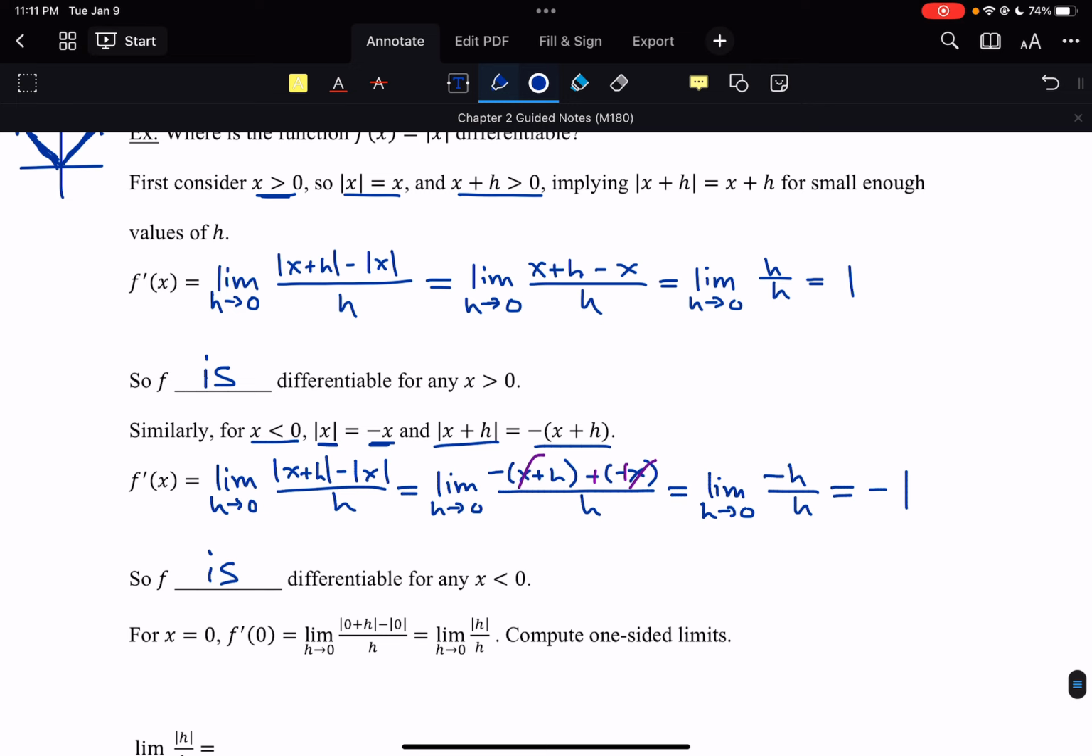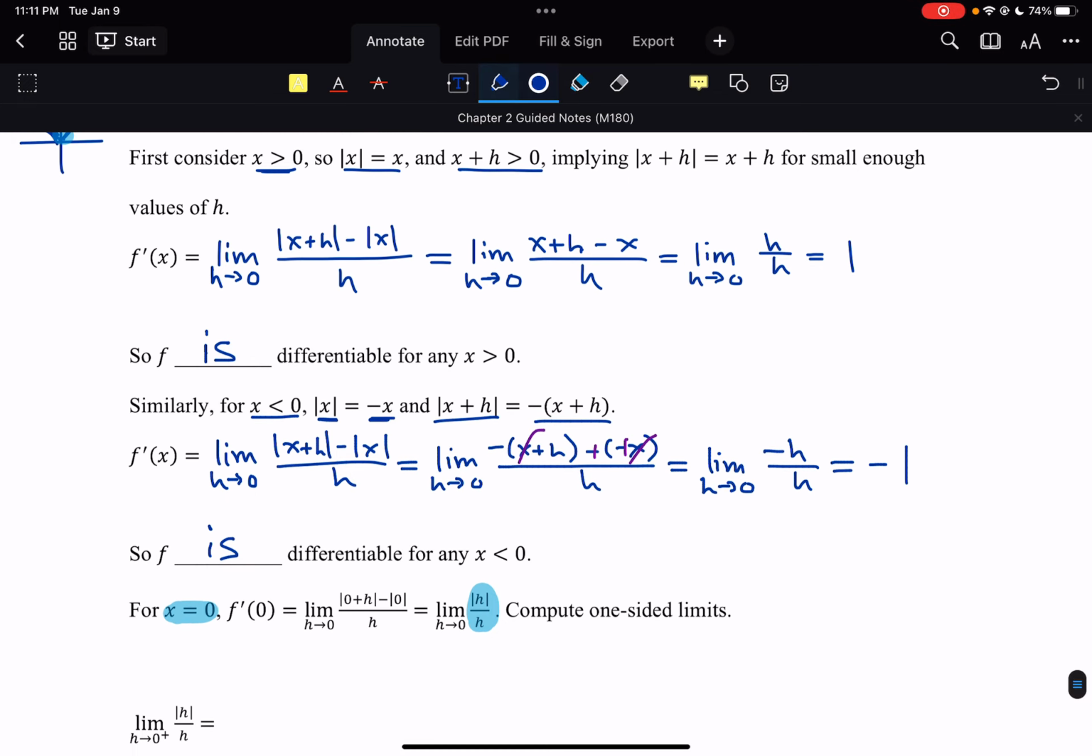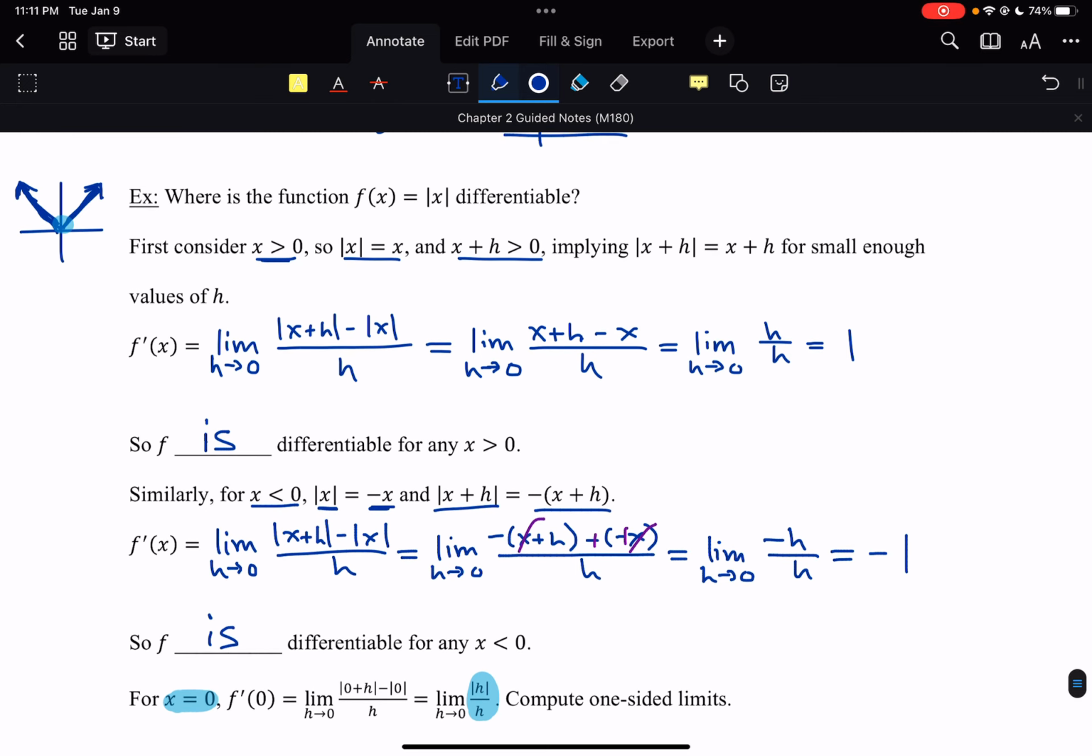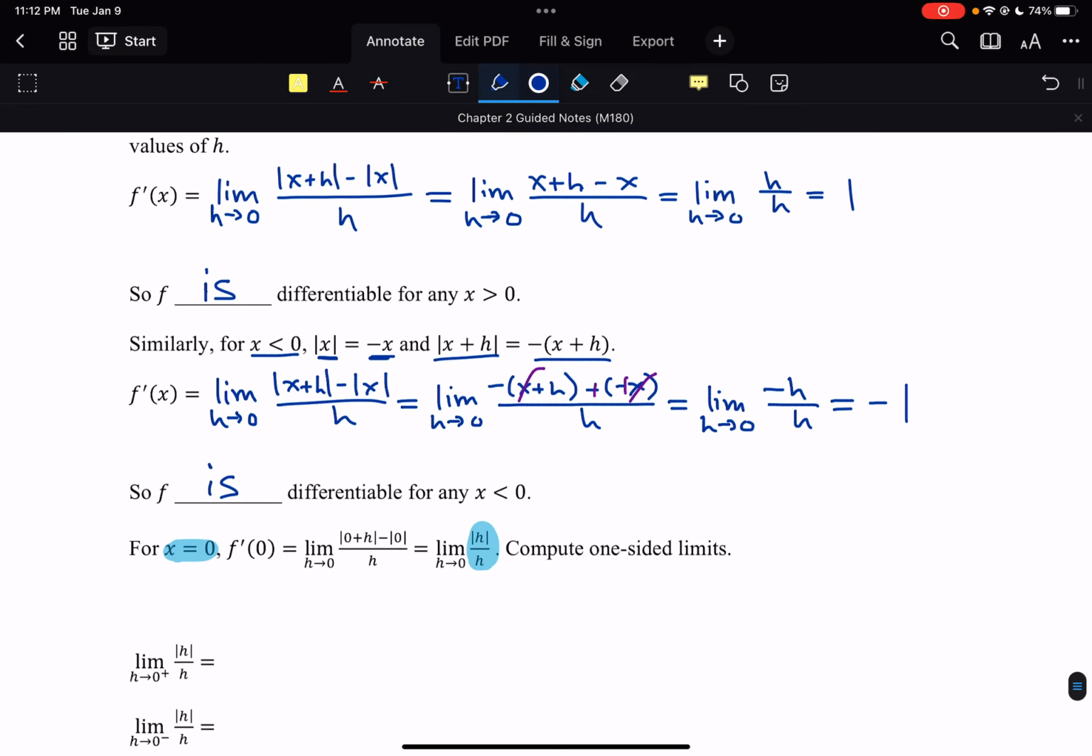But if we look at what happens at x equals 0, at this point in between the two where they meet, f prime of 0, if we substitute that in here, we end up getting absolute value of h over h, but the absolute value of h is different depending on which side you're coming from, right? Because if you're on the left-hand side, it's this line over here, and if you're on the right-hand side, it's this line over here. So we need to compute the one-sided limits.